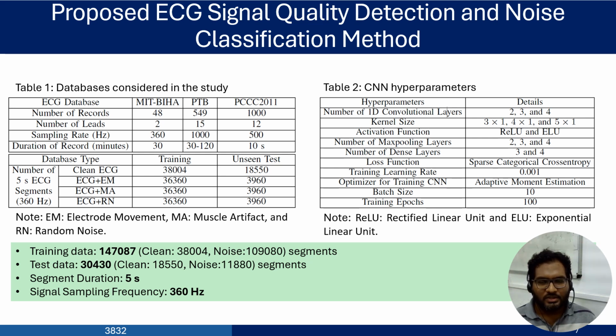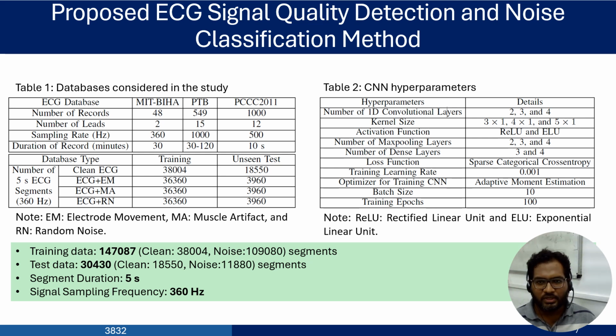And while testing, we have considered the PhysioNet Computing in Cardiology Challenge 2011 database, which is a 12-lead database, and the total training data is 147087 segments, and the test data is 30430 segments, and each segment is of duration 5 seconds with a sampling frequency of 360 Hz.